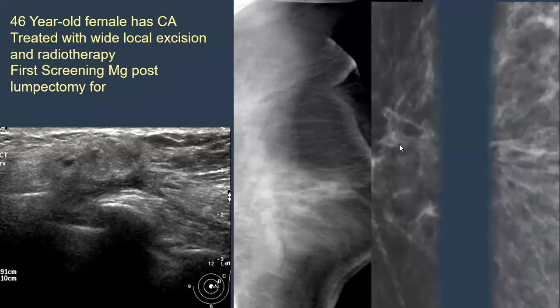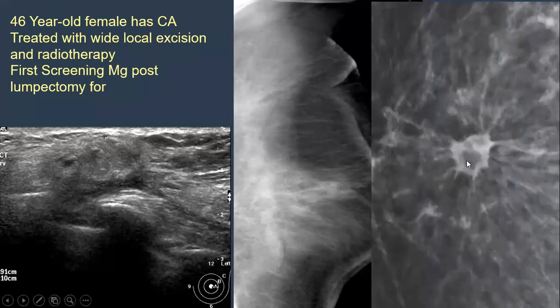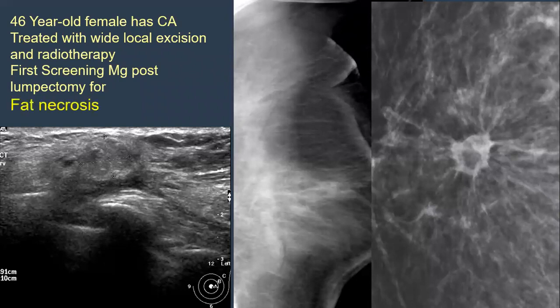And this is from the literature, the typical case of a fat necrosis. Look how it simulates malignancy, a spiculated mass, but the center is fatty. See, the central region is fatty. This is a confirmed case of fat necrosis. This patient has fat necrosis. Okay, what about this case?